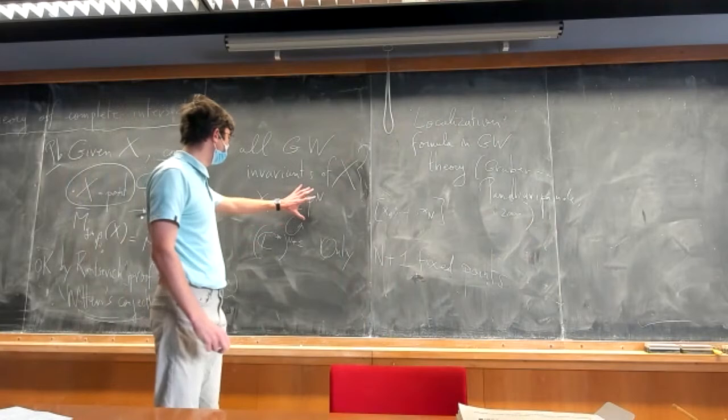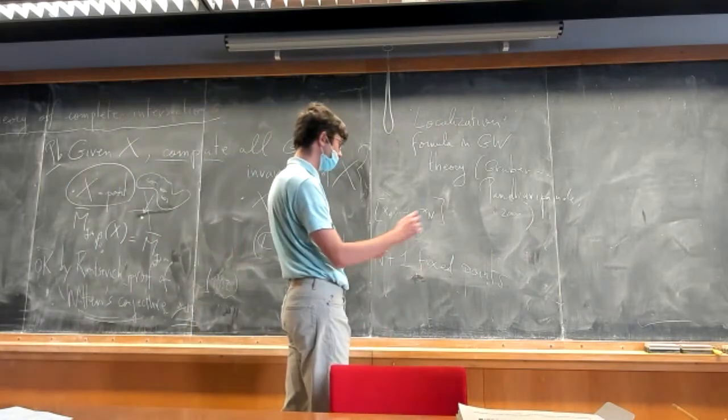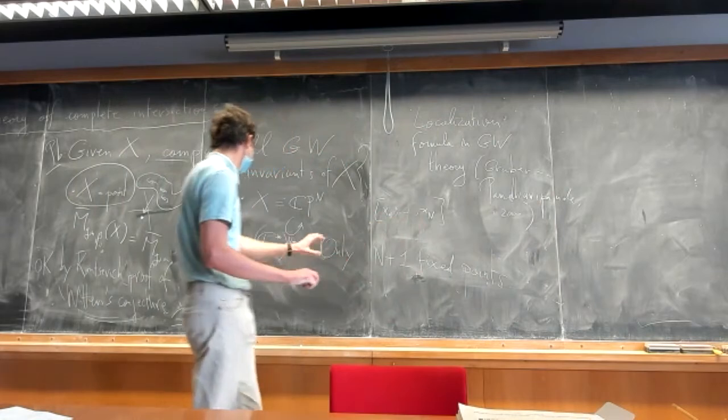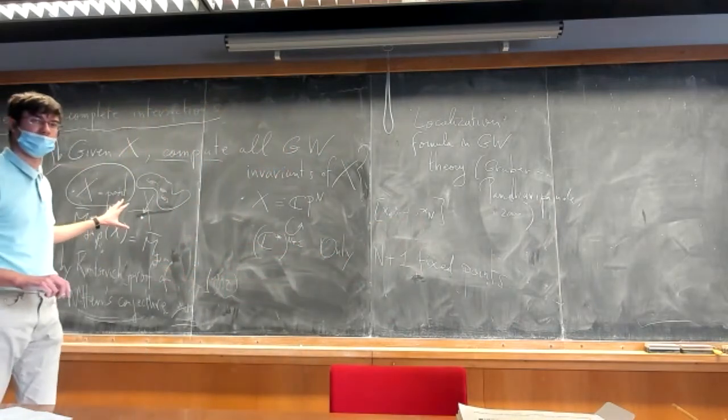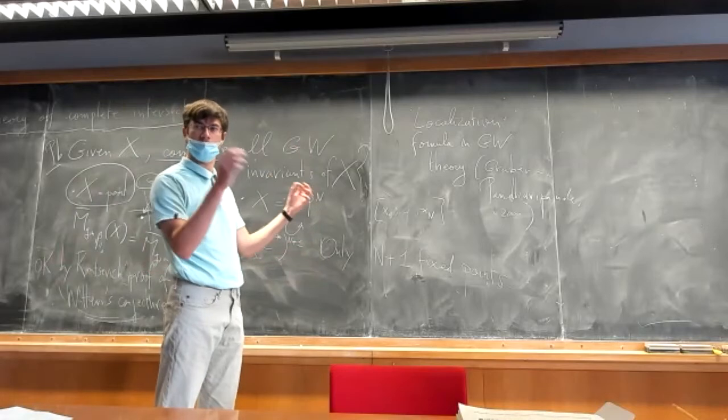So the upshot is that the Gromov-Witten theory of such a space can be reduced to the Gromov-Witten theory of the fixed locus, which is just a collection of points. And then by the previous result, you can compute. So the point is that if your geometry is very symmetric, then you can reduce to something like that.